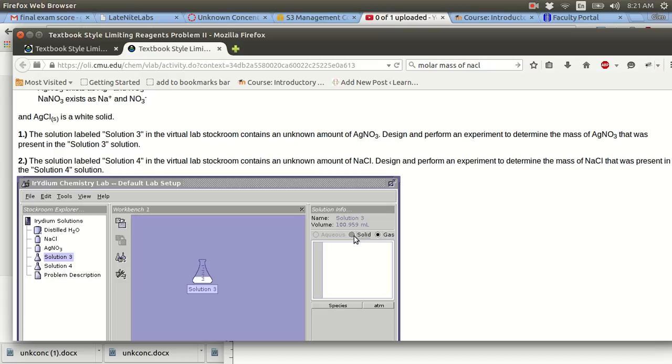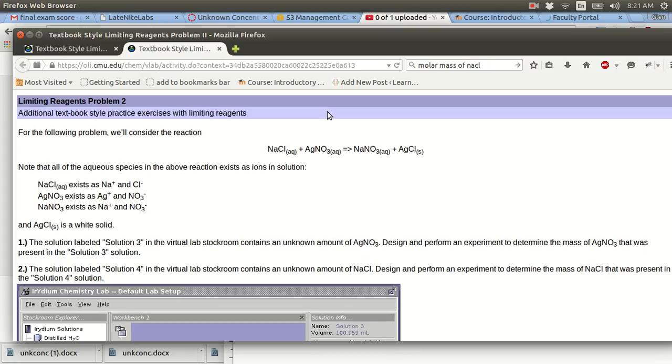The only thing you can do is see the amount of solids that are in here and gases. Now, this chemical equation doesn't have any gases, but it does have solids. So if I make AgCl, then I will be able to see how many moles of AgCl I made. And if I know the moles of AgCl, then I will be able to know the moles of AgNO3. And if I know the moles of AgNO3, I will be able to know the grams of AgNO3. But how do I know that I have completed the chemical reaction?